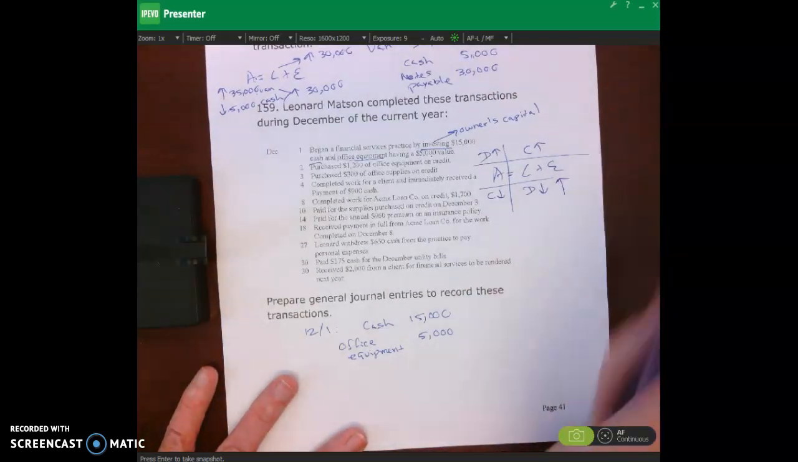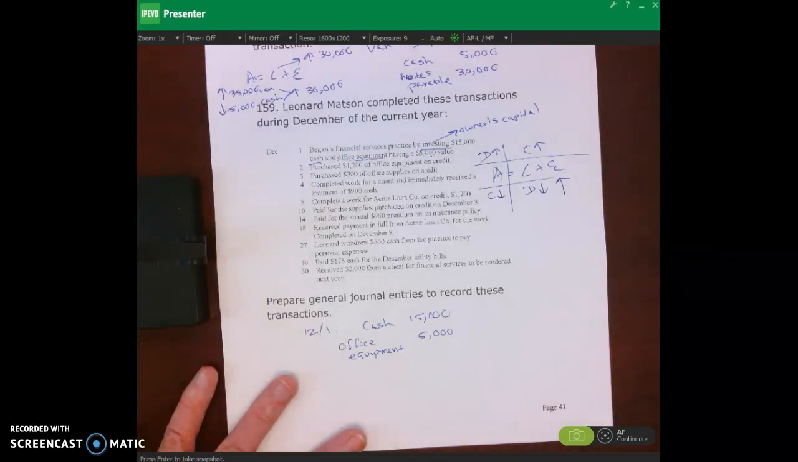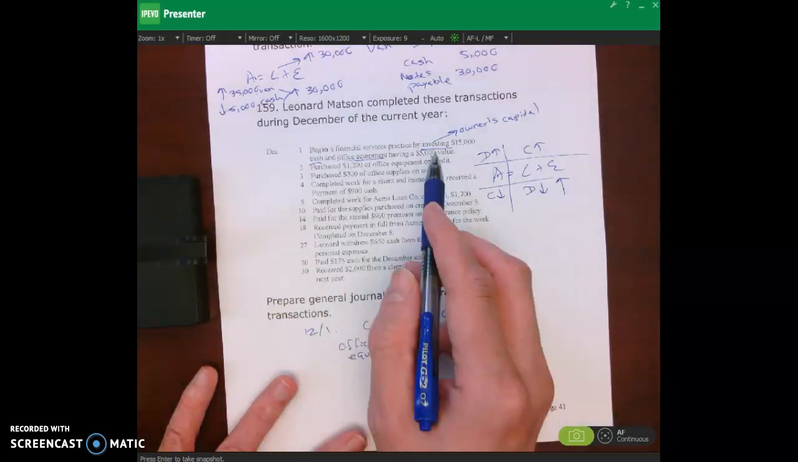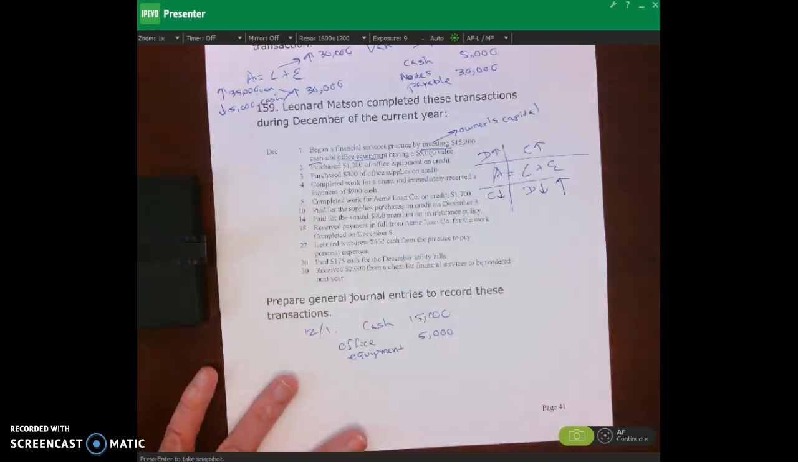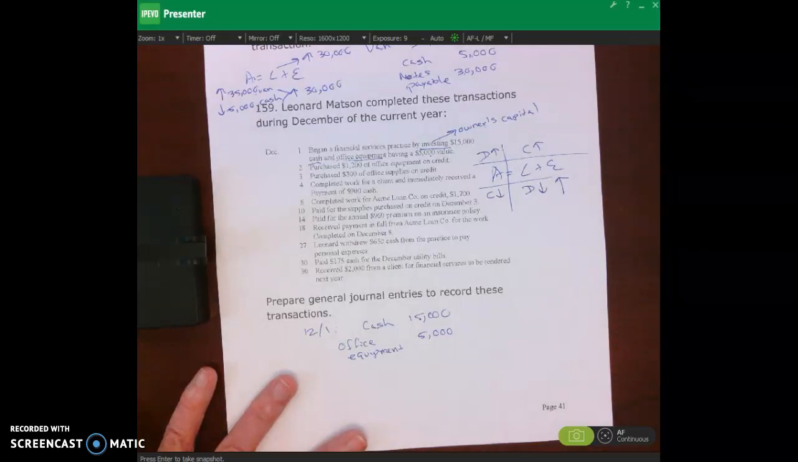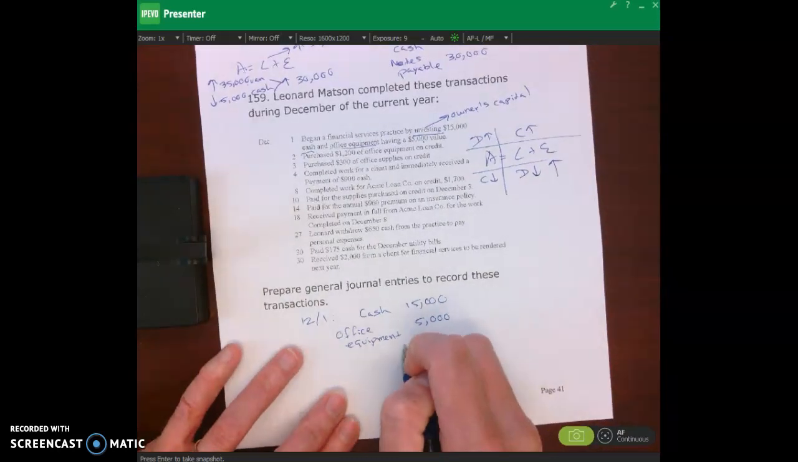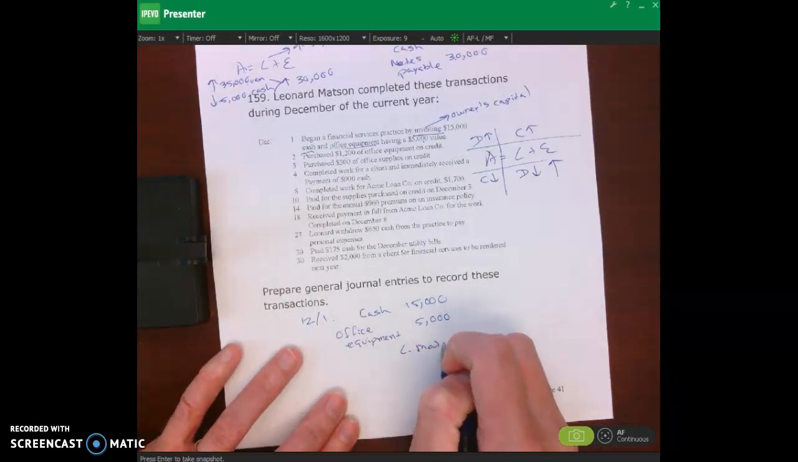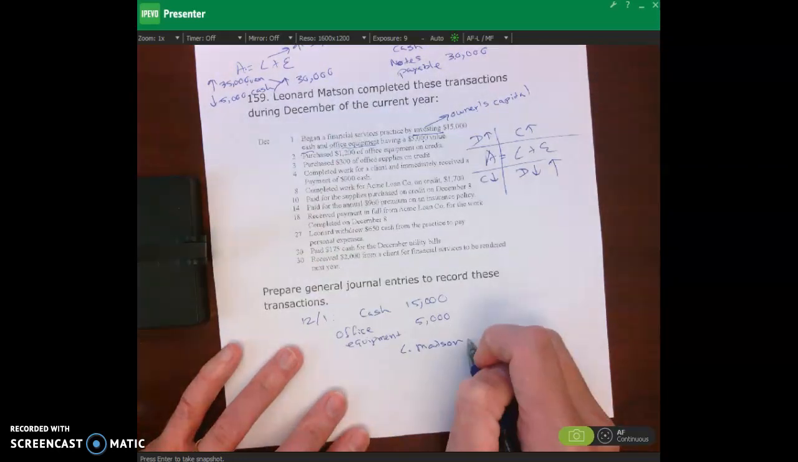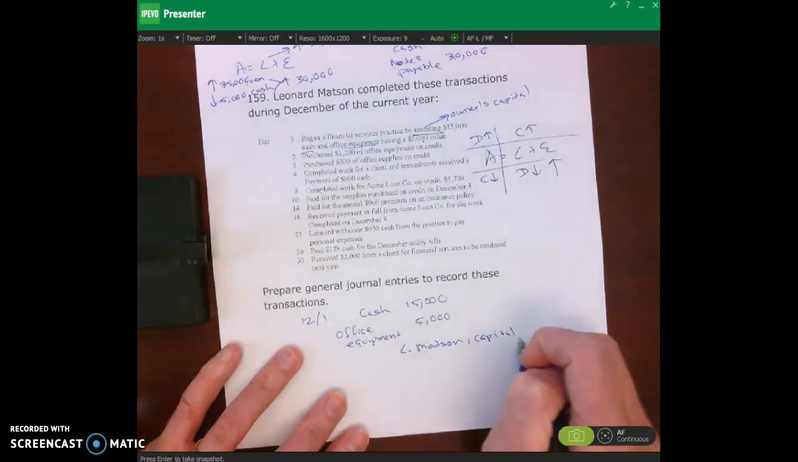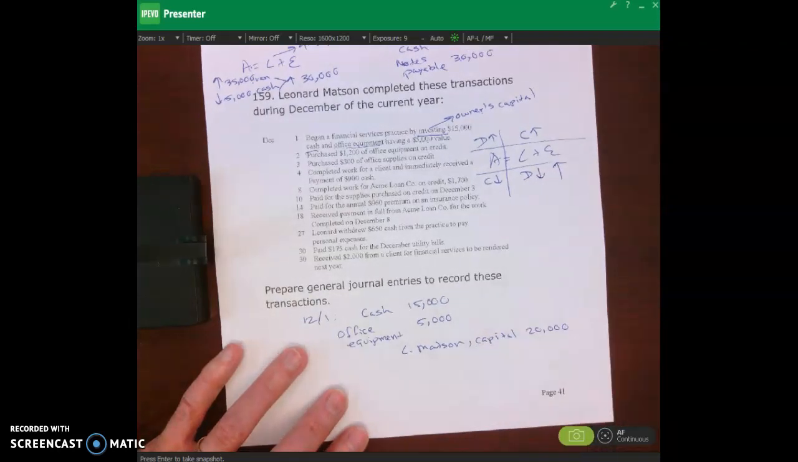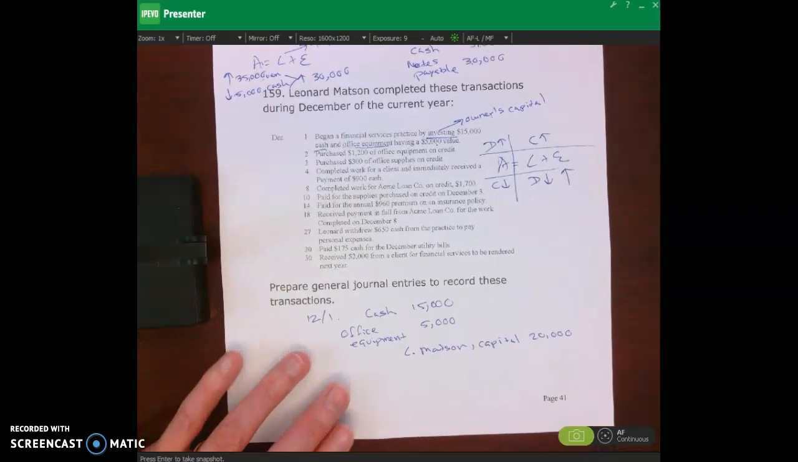Remember, owner's capital influences equity. It's an increase in owner's capital, because it's an increase in owner investment. The way that we recognize an increase in owner's capital is with a credit. Why? Because as owner's capital increases, equity increases. Okay? So then we would credit L. Matson, Leonard Matson, capital for $20,000, for the summation of those two.